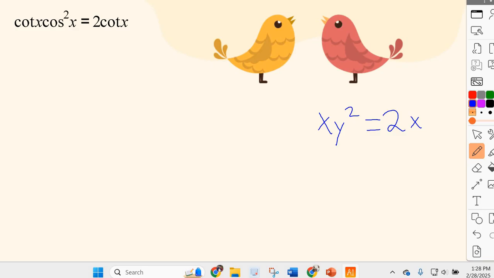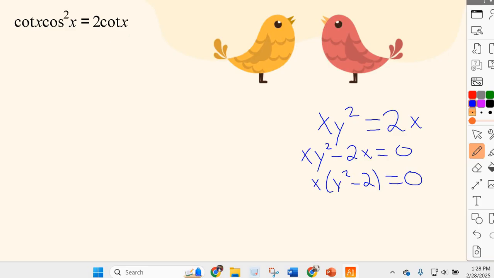How have we solved those in the past in this class? Are you supposed to move the 2x to the other side and make it equal to 0? Correct. And we would then factor. So why do I want to do it this way, which is how we're supposed to do it, instead of dividing everything by an x?